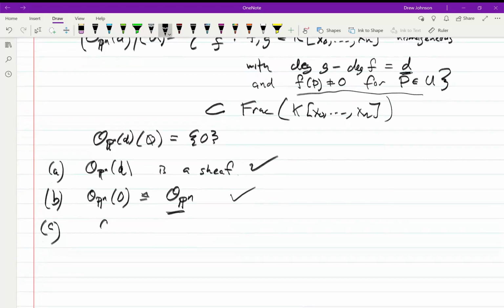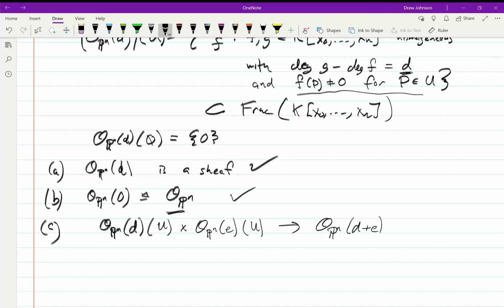Let's notice there are some bilinear maps. If I take O_{Pn}(D) on U cross O_{Pn}(E) on U, we can map that to O_{Pn}(D+E) on U just by taking G1 over F1 and G2 over F2 and mapping to the product. You can check the numbers work out.